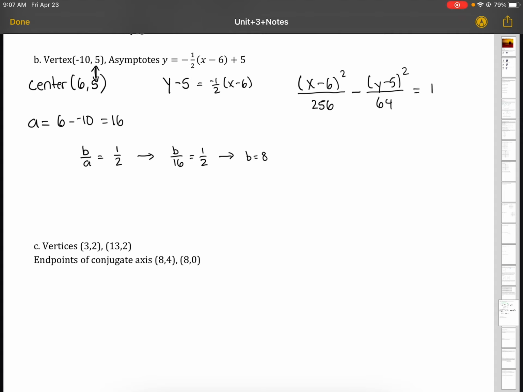So we used the equation of the asymptote to find the center. And once we had the center, we could subtract the difference between the appropriate coordinate and the vertex coordinate and get our a or b value. In this case, it was a. And so a was 16. And once we knew that a was 16, we know the slope is always b divided by a, and so we substitute in the appropriate value to find the missing variable. In this case, that was b.